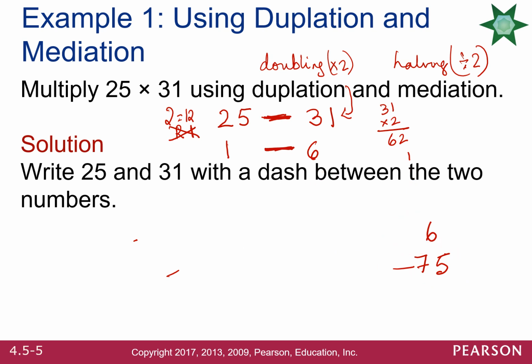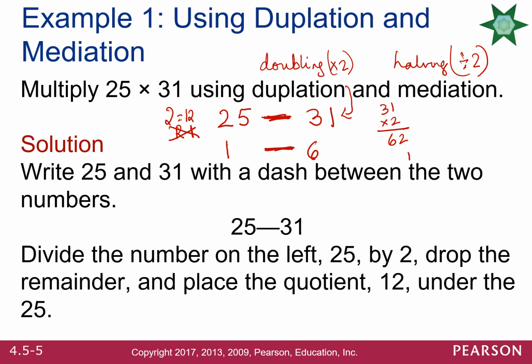erasing. Okay, so here it says the first step is to write 25 and 31 with a dash between the two numbers, which we did. All right, and then let's see what it says next. So 25 dash 31 is how they wrote it. And then it says divide the number on the left by 2. Drop the remainder and place the quotient 12 under the 25. So that's what we did.